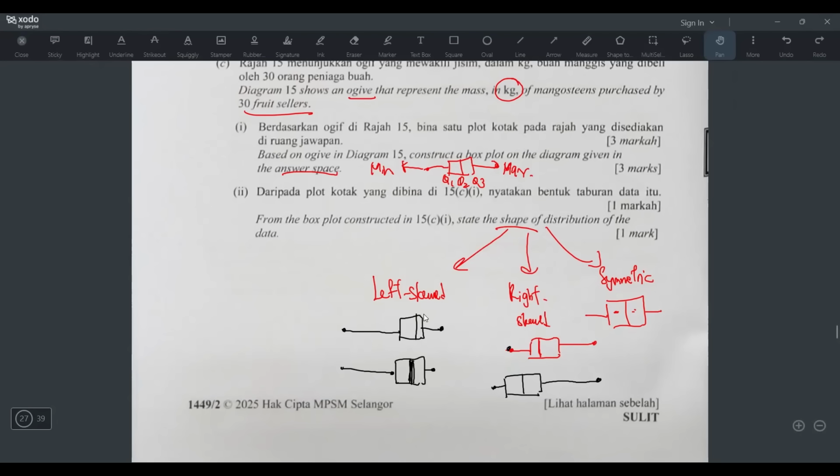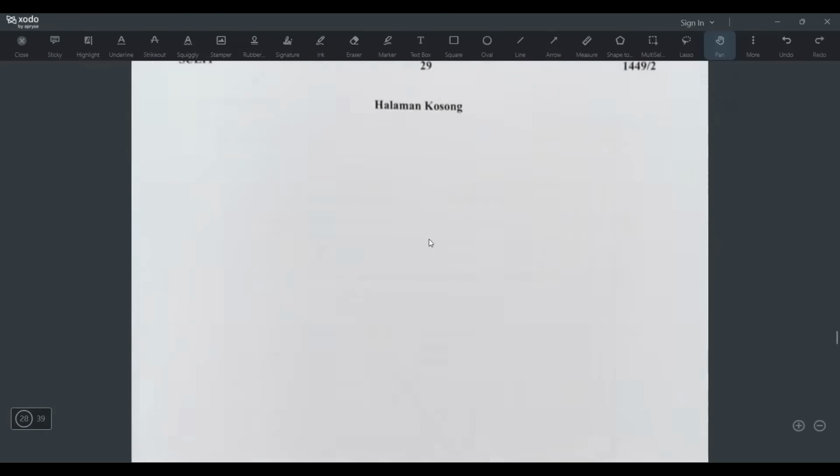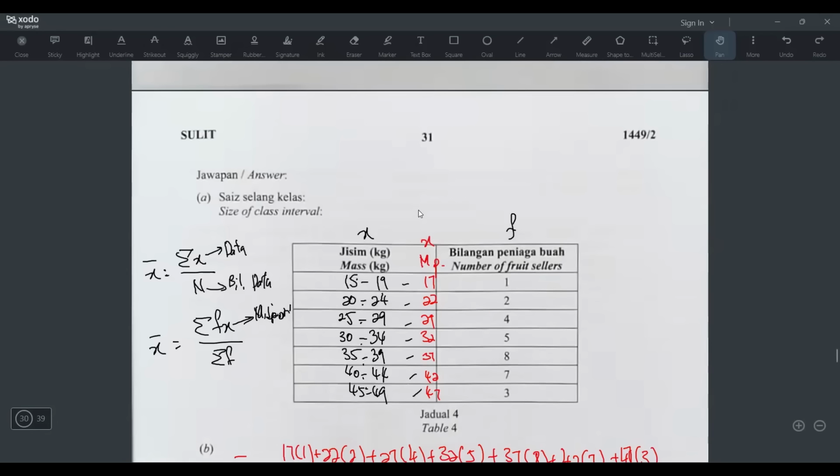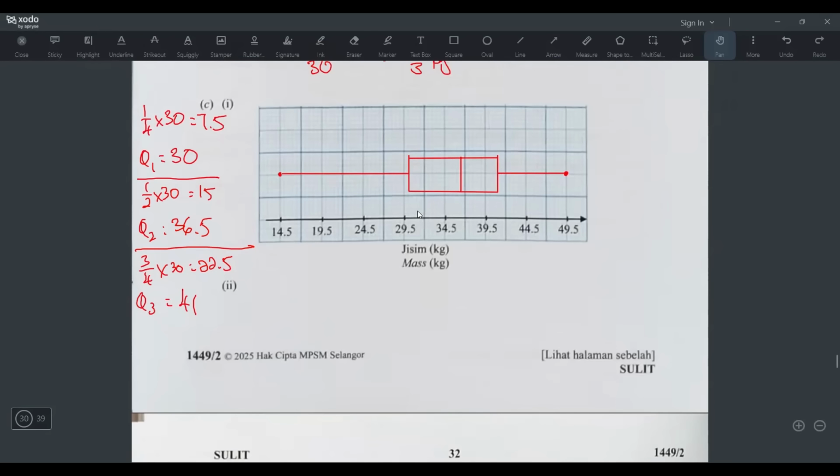Okay, that means we have to check the size of box first. Size of box kena tengok dulu. So we check the size of box. So you can clearly see the left side is way longer, right? Yeah, this side of the box is bigger. So it's definitely left skewed. Okay, it's definitely left skewed.